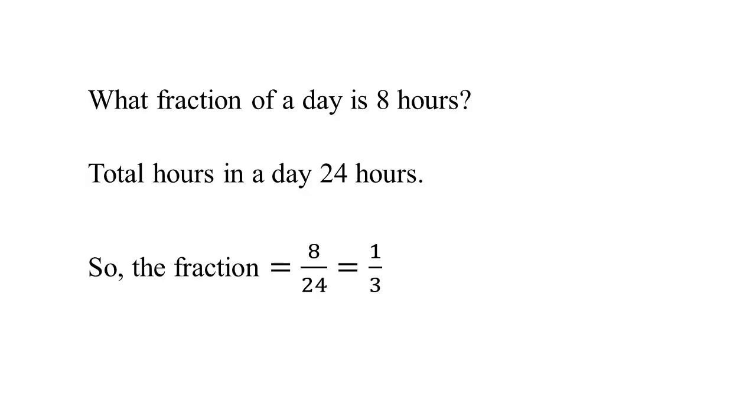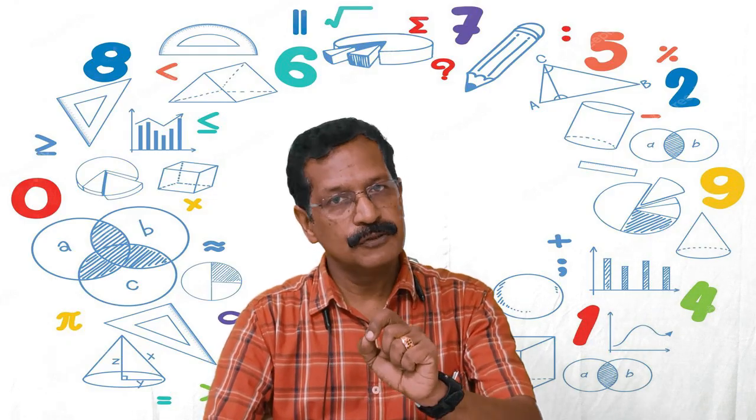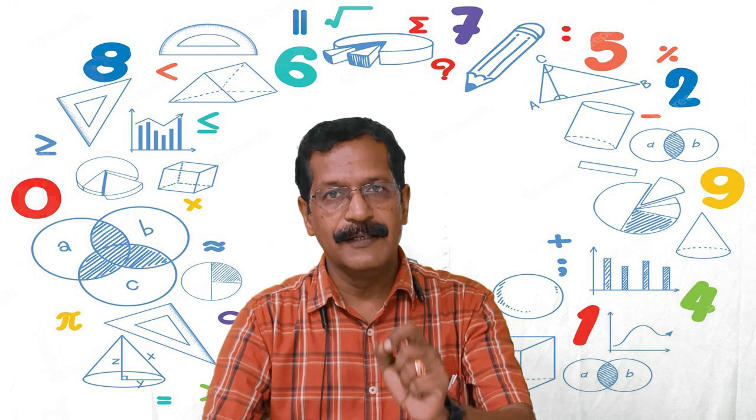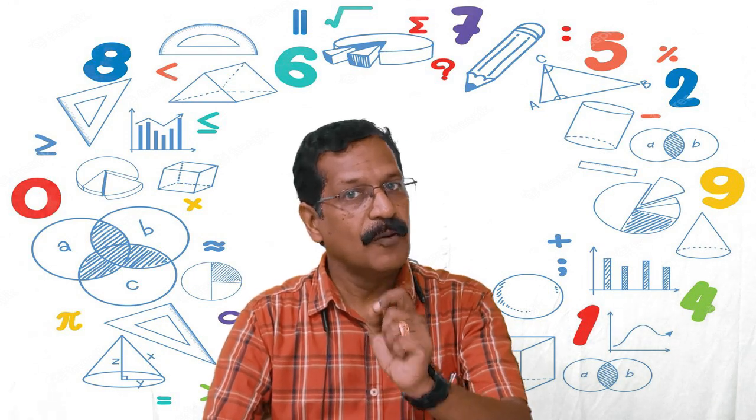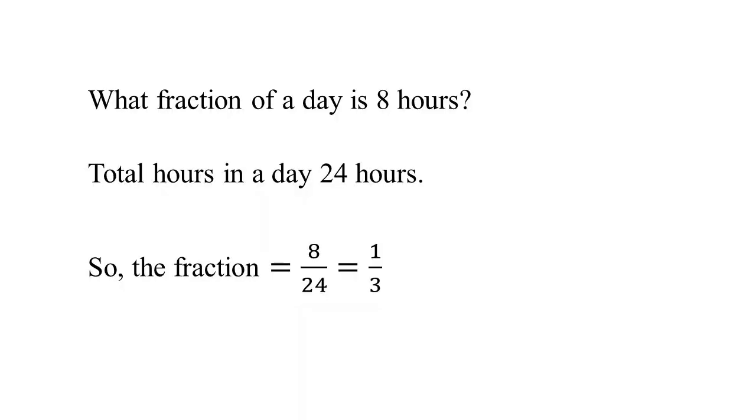Another situation, the question is, what fraction of a day is 8 hours? Dear children, total hours in a day is 24 hours. So the fraction is 8/24. Numerator is 8, denominator is 24. But the numerator and the denominator have a common factor, and that is 8. So we can divide the numerator and the denominator by the same common factor 8. So we will get the fraction as 1/3. This is known as the simplest form of the fraction.